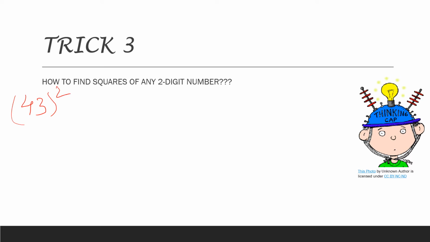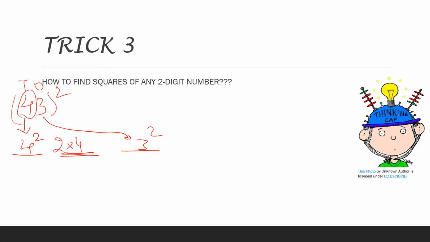To find this, we'll have to divide this into three parts. Make three dashes. In the first dash goes the square of the first digit, the tens place digit, and in the last one goes the square of the ones place digit. In the between dash we'll write 2 into 4 into 3, which is multiplying 2 with the same two numbers whose square we are finding.